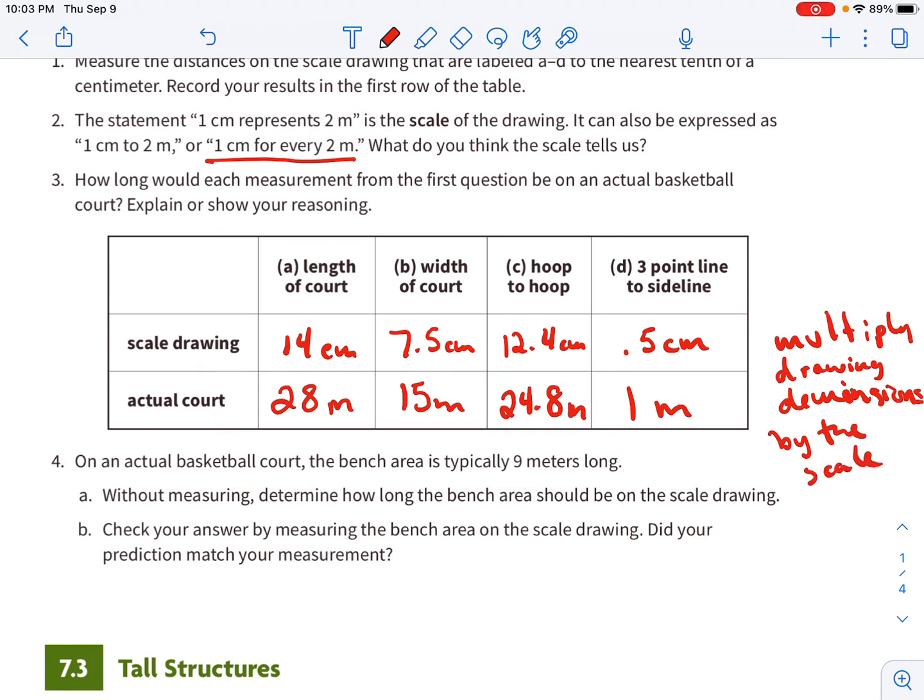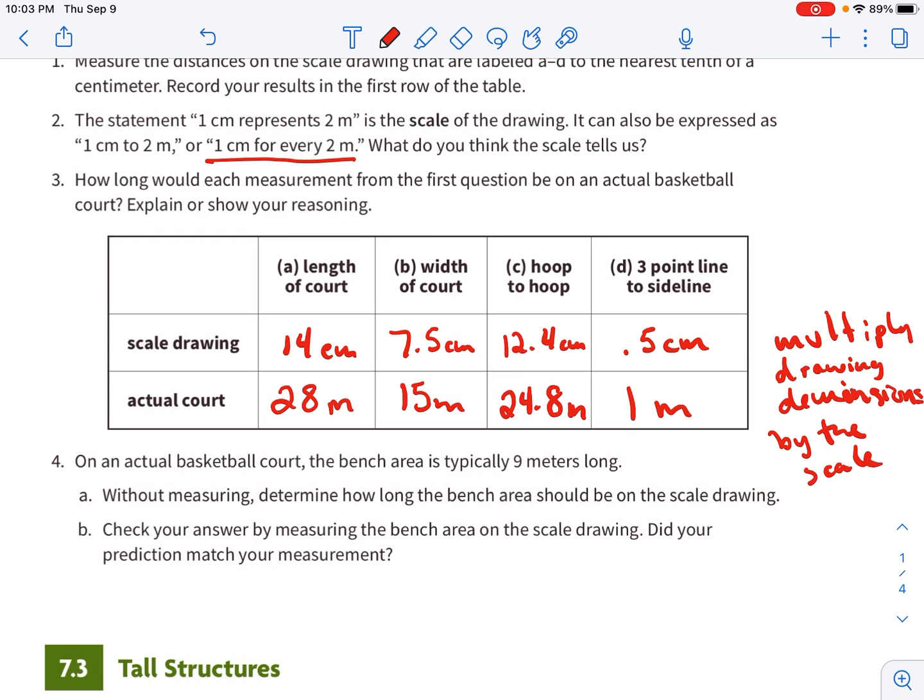Okay. All right. Number 4. So now we're going to kind of work a little backwards. On an actual basketball court, the bench area is typically 9 meters long. In A it says, without measuring, determine how long the bench area should be on the scale drawing. Before, going from the scale drawing to the actual dimension was multiplication. We're going to multiply by that scale factor.